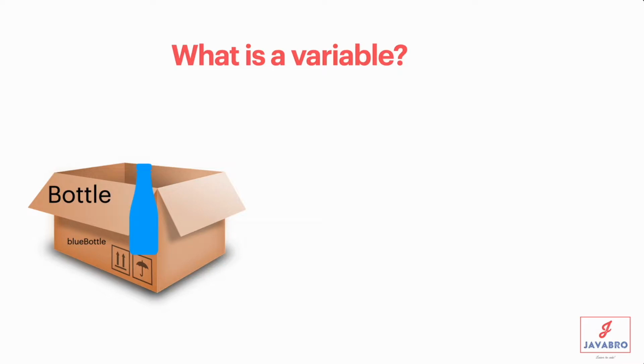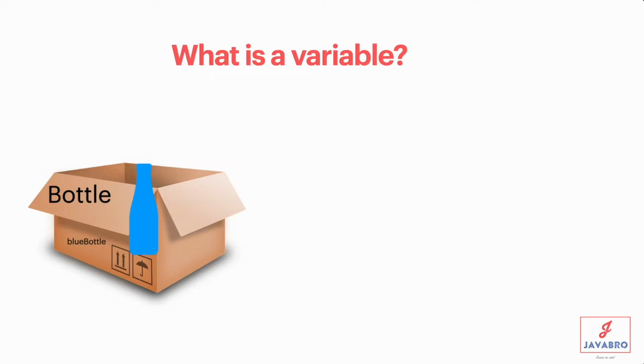So what we've got here is a box of type bottle. So we're saying that only bottles are allowed inside this specific box. And we've called it blue bottle. And we've literally put a blue bottle in it. This is essentially what a variable is. And we can have many versions of this.